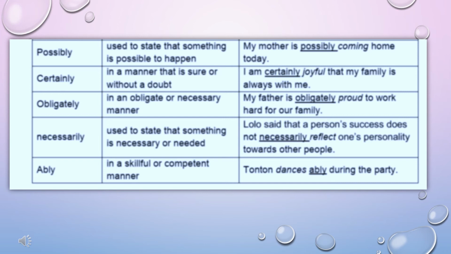Number 3, obligately, in an obligate or necessary manner. My father is obligately proud to work hard for our family. Now, do read number 4.